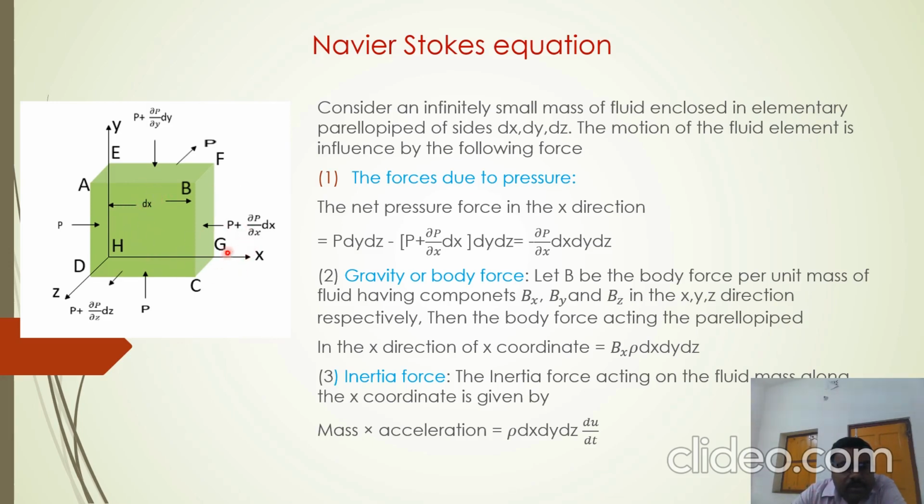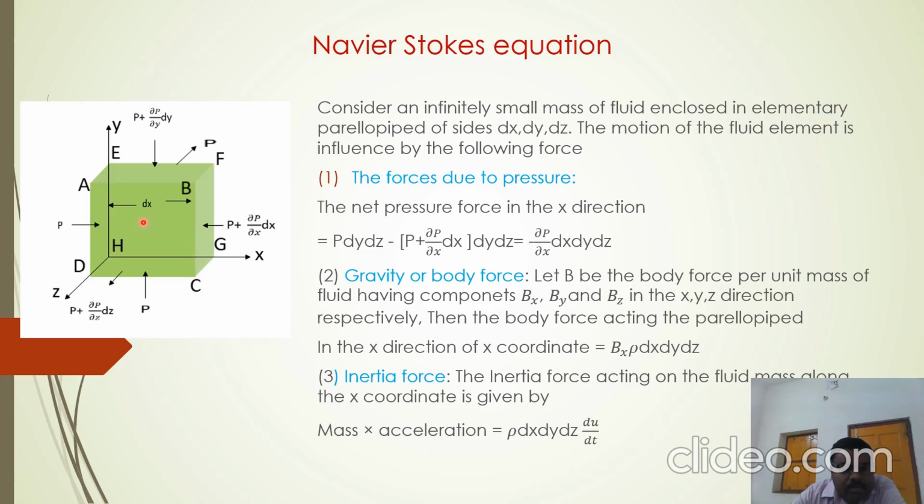This is the coordinate system, denoted as x-axis, y-axis and z-axis. The element has 6 faces. One face is AEHD, which is perpendicular to the x-axis, and another face is BFGC, and this is the face AEFB, and this is another face, DHGC.